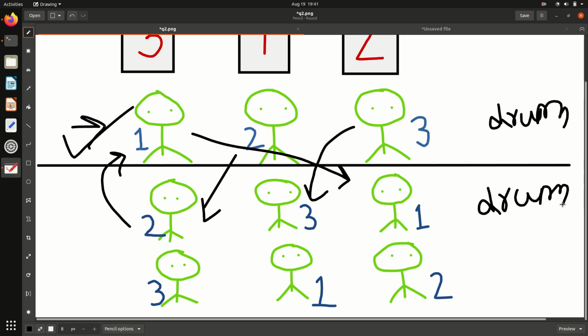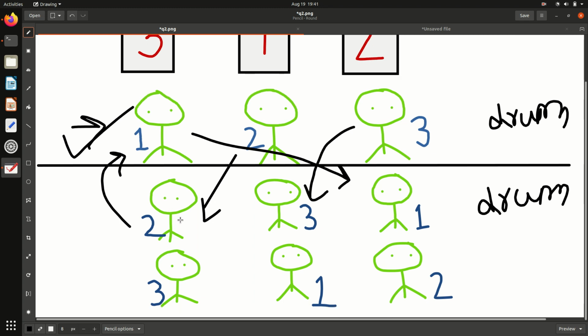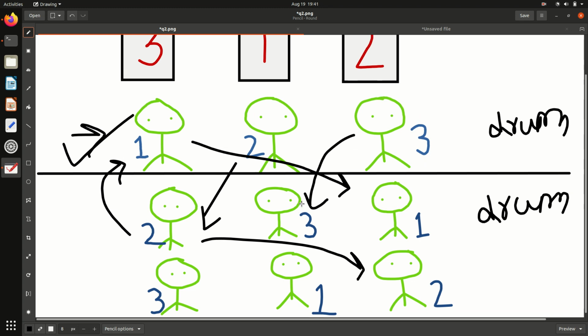So this is drum beat. Now after the second drum beat, where will 2 go? Again 2 will see the board. So 2 will go to the third position. So 2 came here.